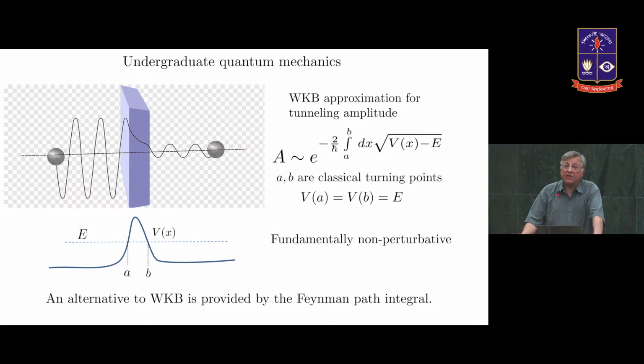Now, this is an answer that you could not get by using perturbation theory. You can sort of see that because it's got an h bar at the bottom, and if you let h bar go to 0, then that becomes e to the minus infinity, which is 0. So classically, you would have no tunneling. Now, that's what you know.